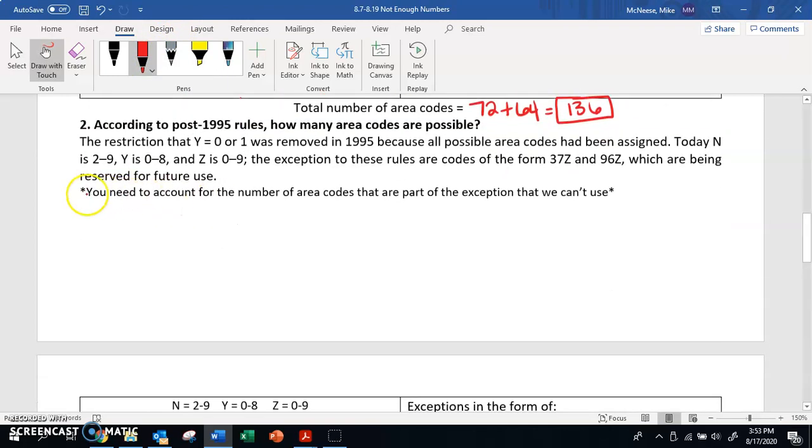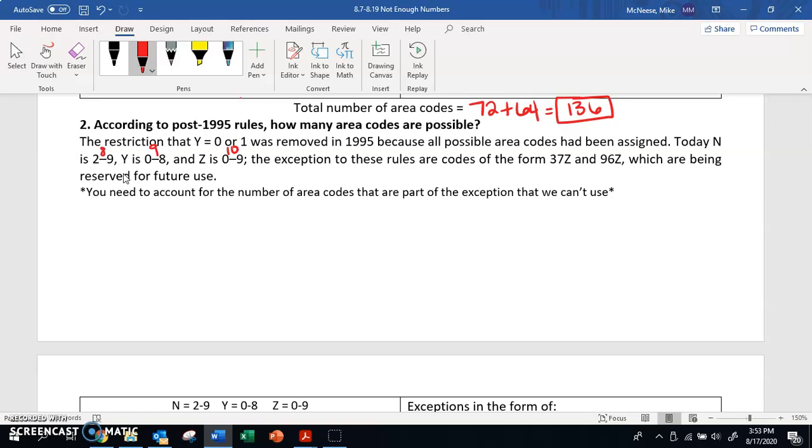Now remember, it says the restriction that Y equals 0 or 1 was removed in 1995 because all possible area codes had been assigned. Today, N is 2 through 9. I'm just going to mark where it says 2 through 9, that's 8 possible outcomes. Y is 0 through 8. That's 0, 1, 2, 3, 4, 5, 6, 7, 8, that's 9 possible outcomes. Z is 0 through 9, that's 10 possible outcomes.